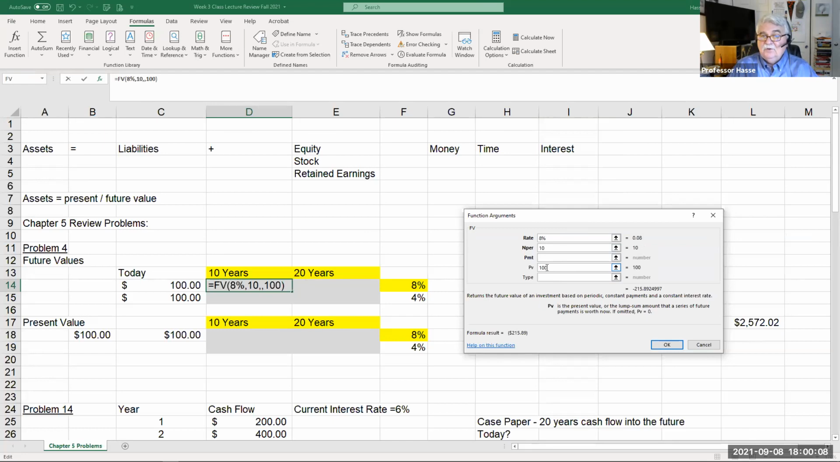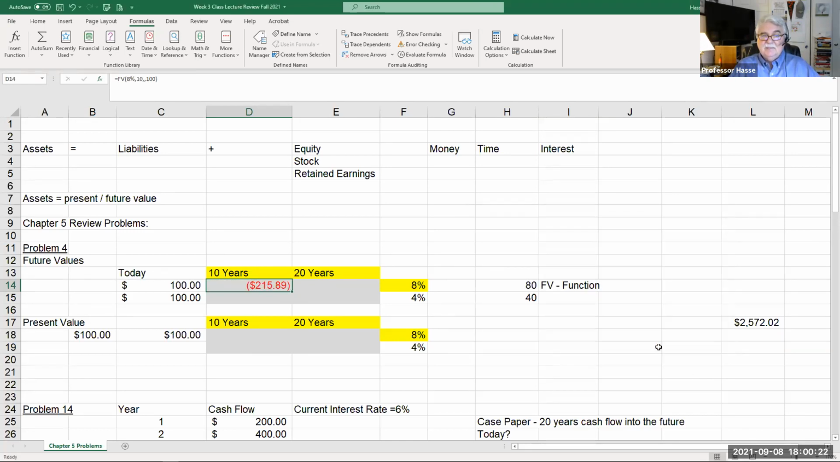Okay. So if I put in 8% over 10 years, that means it's going to be compounded annually for 10 years at 8%, and I have $100. I hit OK, and look at what I get. Minus $215.89. Wait a minute, Mr. Hassey. It shows I'm minus. What does that mean? Well, let me go back to the function.